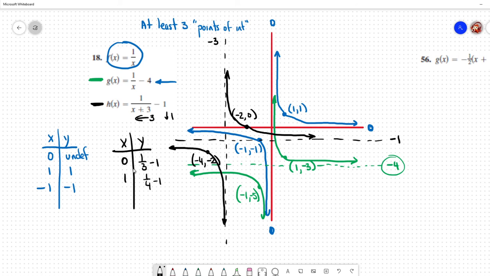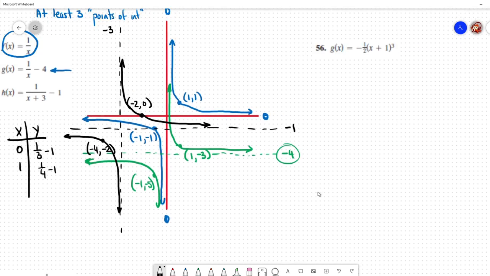Want to use X and Y charts? You can use it to check your work. Like, oh, does -4 really give me a -2? I can check, plug it into the function, verify you did the transformation right. That's really what you should be doing any time you're actually plugging in.